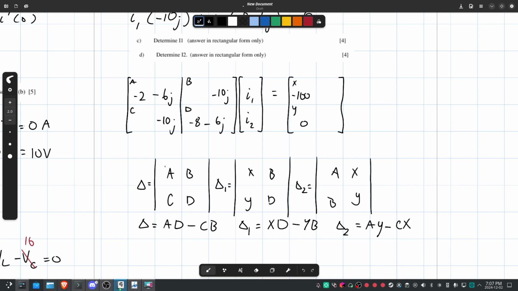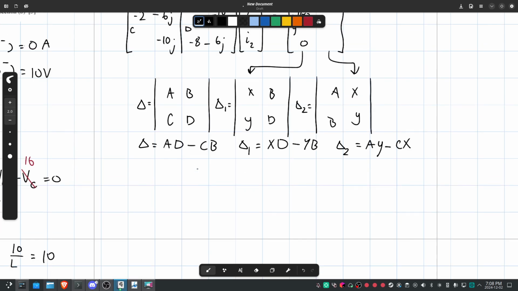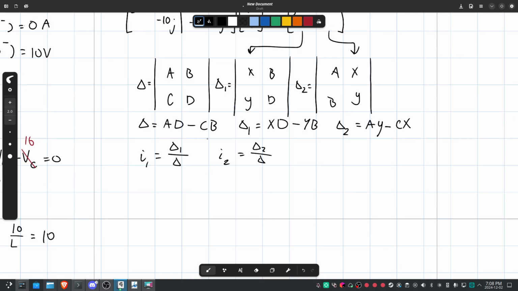So anyway, Cramer's rule. The determinant is A, B, C, D. For determinant 1, you replace the first column with the output column here, and for determinant 2, you replace the second column with it. And you just compute the determinants. I1 is going to be determinant 1 over the determinant. I2 is going to be determinant 2 over the determinant. That's it.